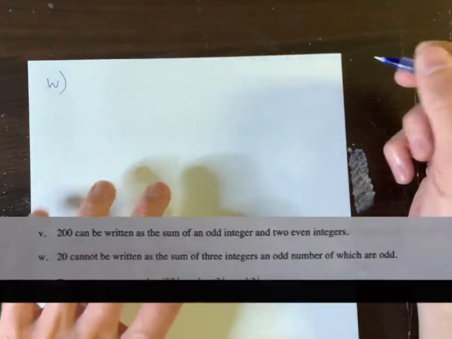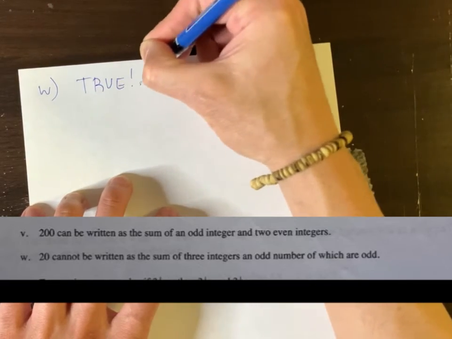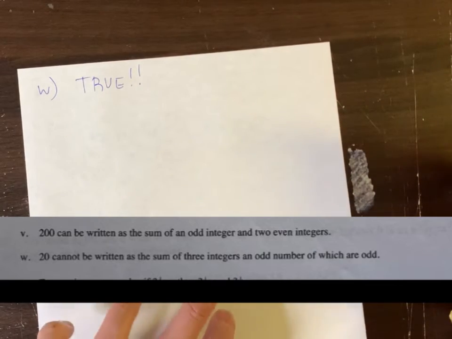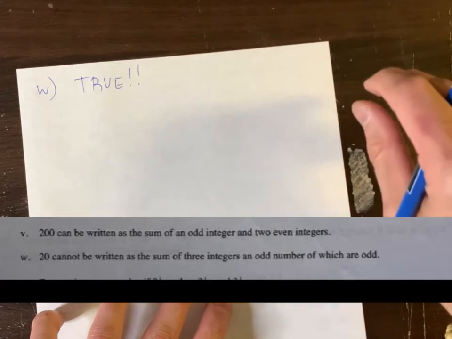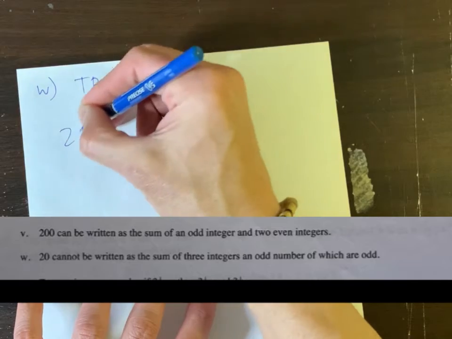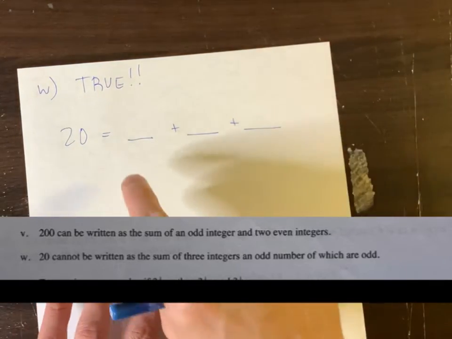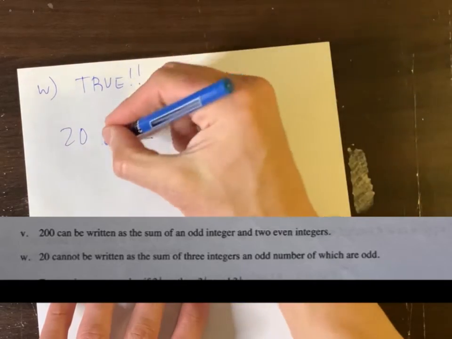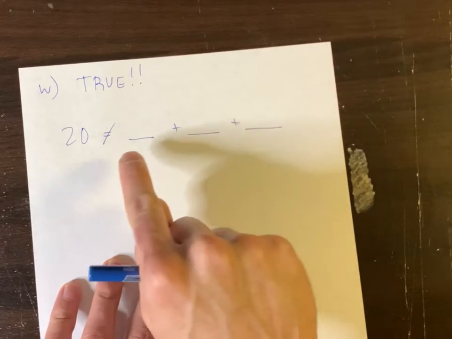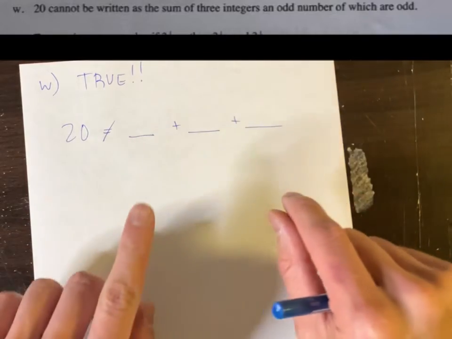Now for part W, I agree with what they say. I agree completely, so I'm going to say that this is true. For W, it says 20 cannot be written as the sum of three integers, an odd number of which are odd. So they're saying this cannot be true, where 20 could be written as three numbers where an odd number of them are odd. So it can be one odd or all three are odd.